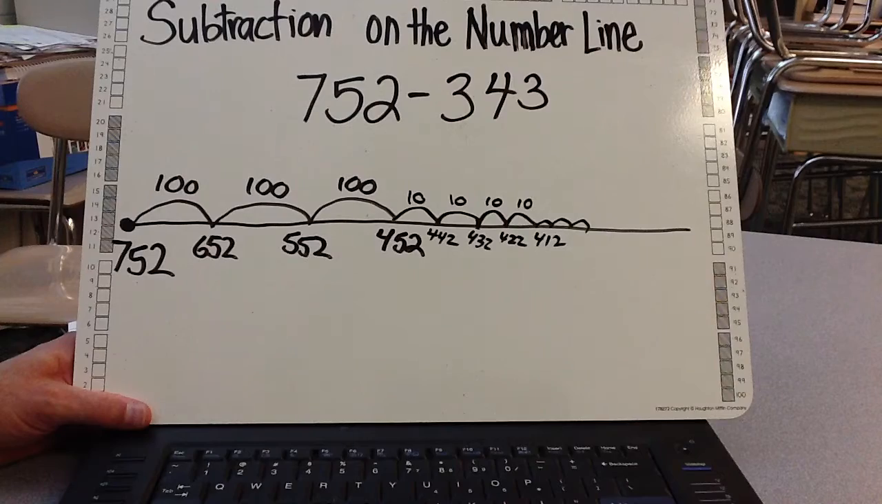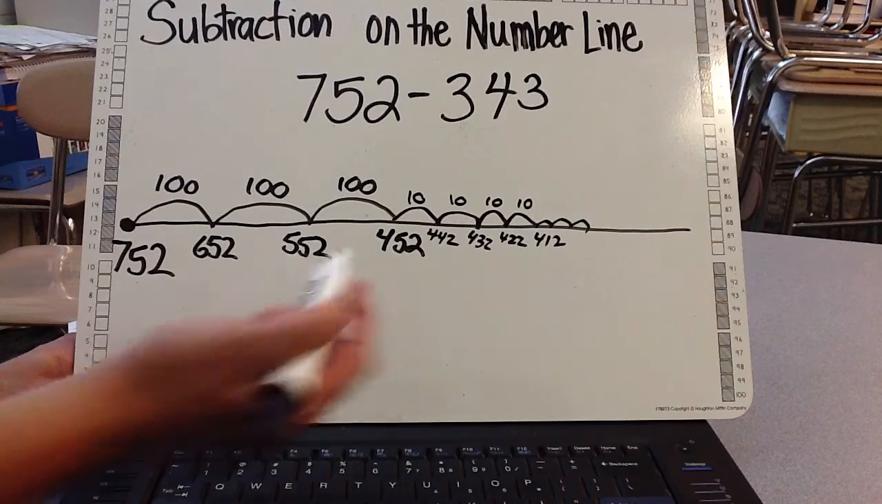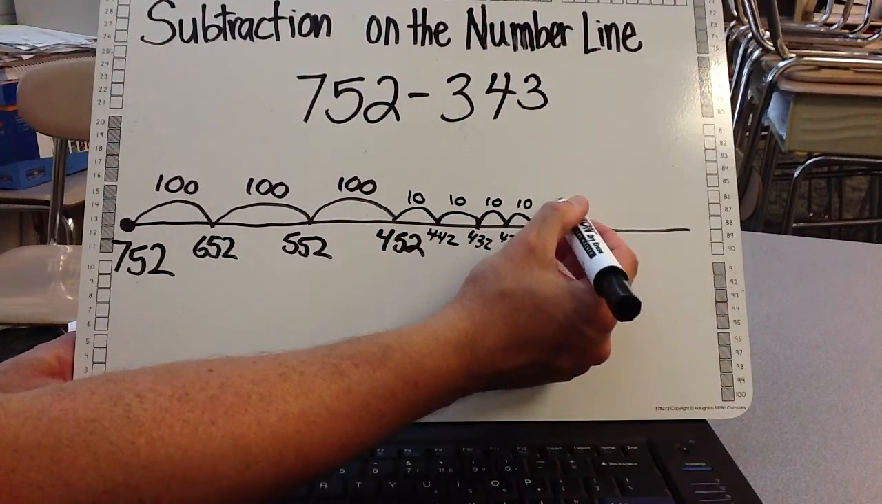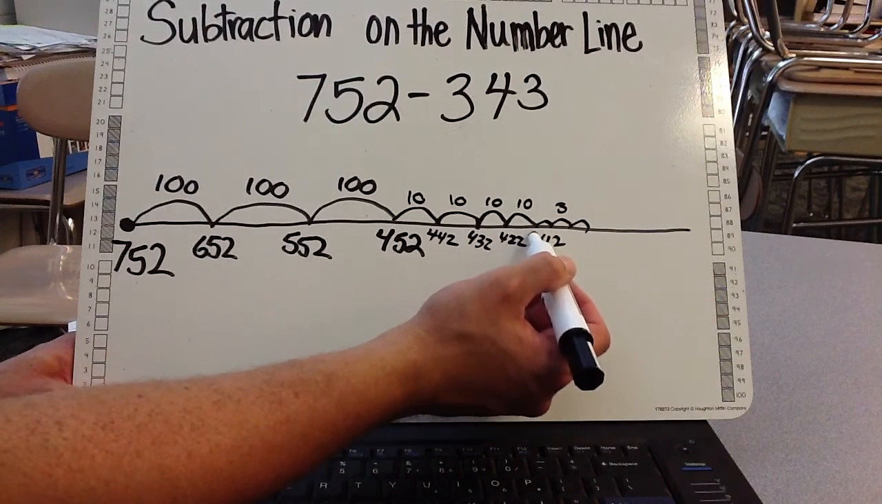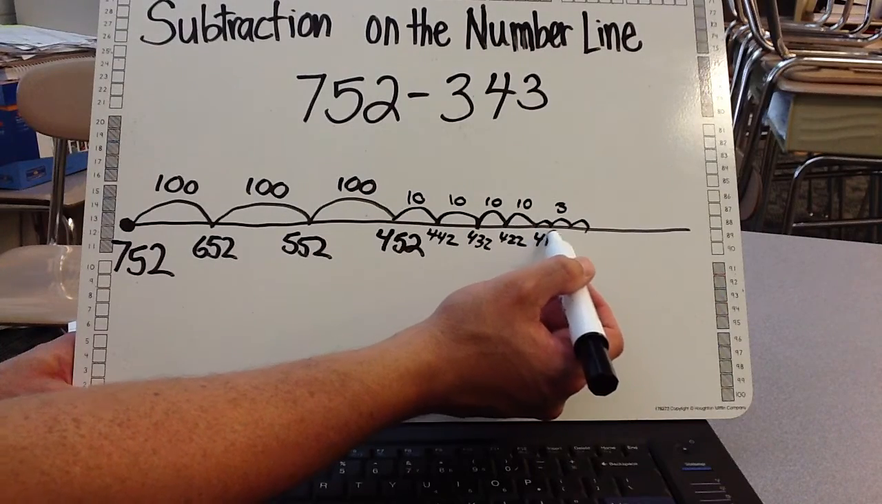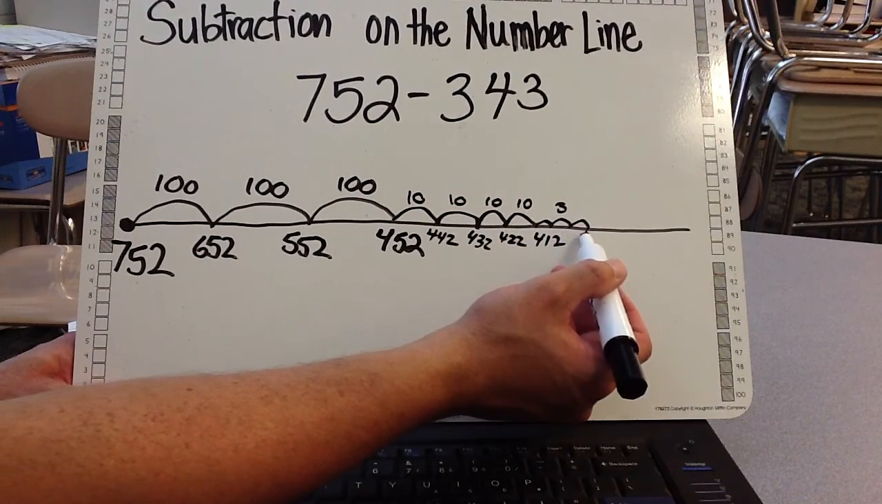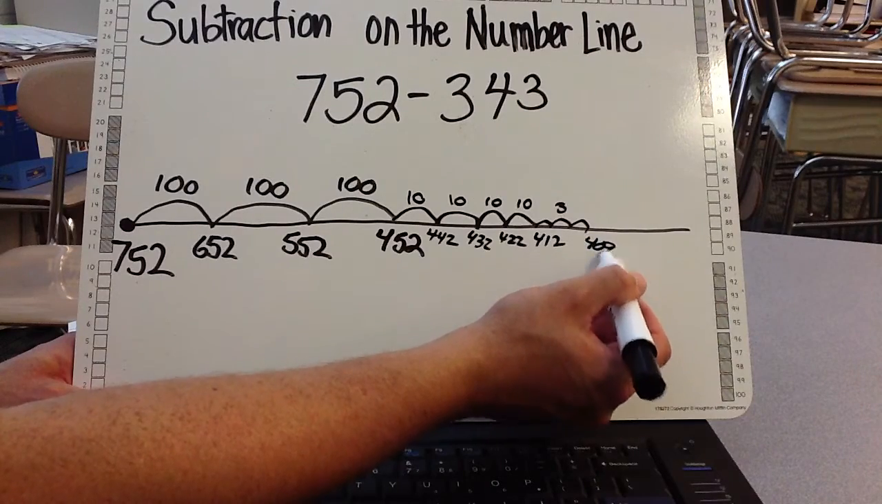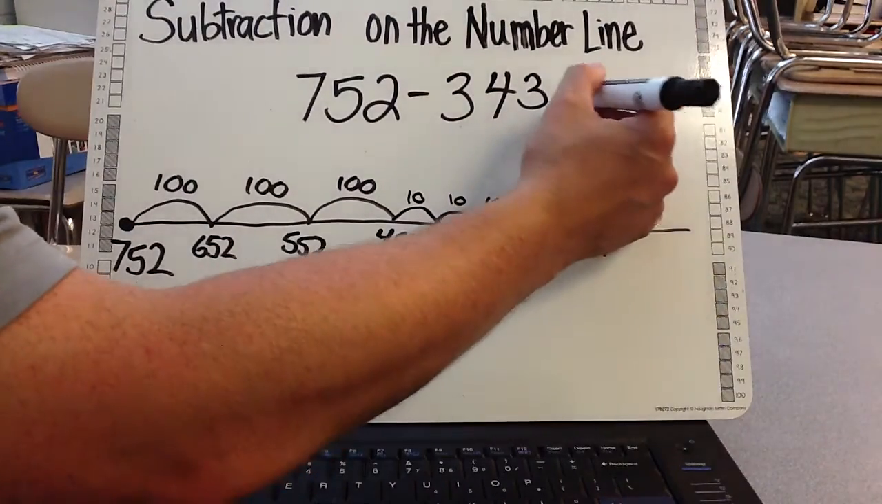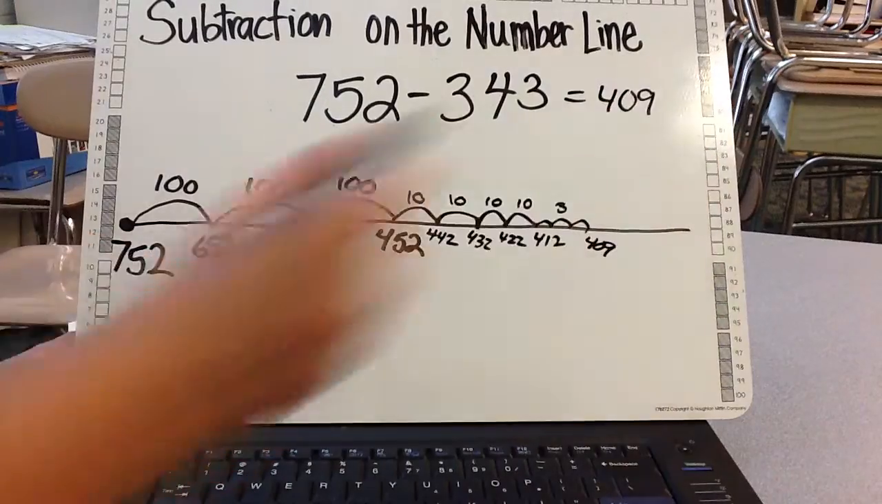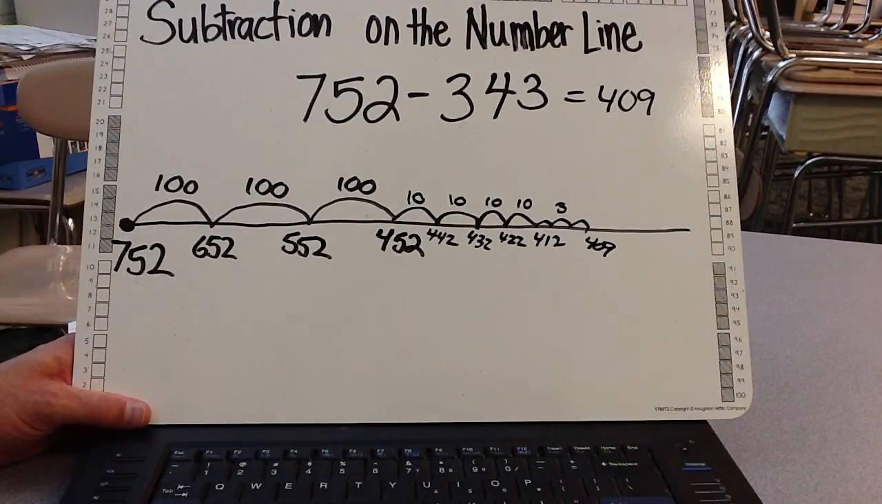So what I'll do is just write a 3 above all 3 of my leaps since we're dealing with the 1s and they're smaller numbers than the 10s and the 100s. So I put a 3 at the top. And then I just count backwards from 412. So 412, 411, 410, 409. So my final answer, 752 minus 343, is 409. And that's how I use subtraction on the number line to solve the problem.